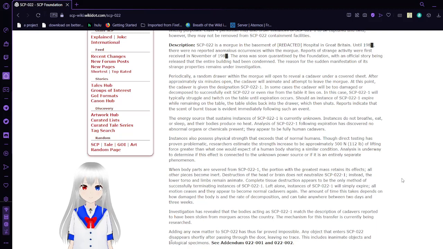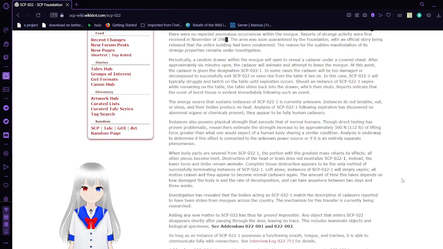Periodically, a round drawer within the morgue will open to reveal a cadaver under a covered sheet. After approximately 6 minutes, the cadaver will animate and attempt to leave the morgue. At this point, the cadaver is given the designation 22-1. In some cases, the cadaver will be too damaged or decomposed to successfully exit SCP-22, or even rise from the table it lies on. In this case, SCP-22-1 will typically struggle and twitch on the table until expiration occurs. Should an instance of SCP-22-1 expire while remaining on the table, it slides back into the drawer, which then shuts. Reports indicate that the scent of burned tissue is evident immediately following such an event.